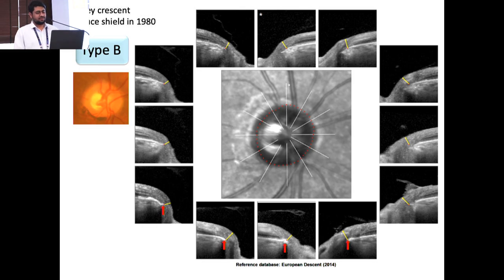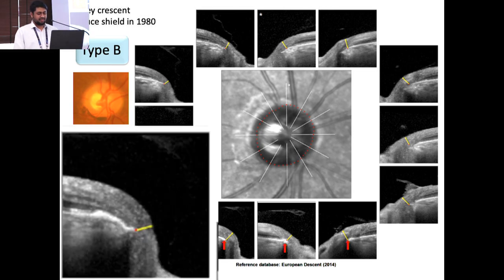And one thing I have to emphasize is the gray crescent. This was described by Bruce Shields in 1980. You can see in the inferior portion there is a pigmented gray crescent, and that will usually be mistaken for glaucoma, and the inferior rim appears thinner. With this OCT, we can clearly say that the Bruch's membrane opening is encroaching into the retinal nerve fiber layer. So that will give a wrong impression that the rim is thinner. Such details we can pick.